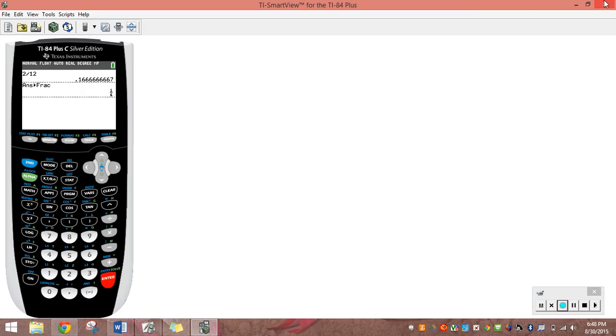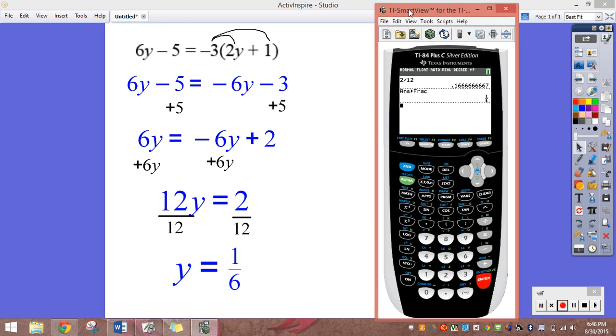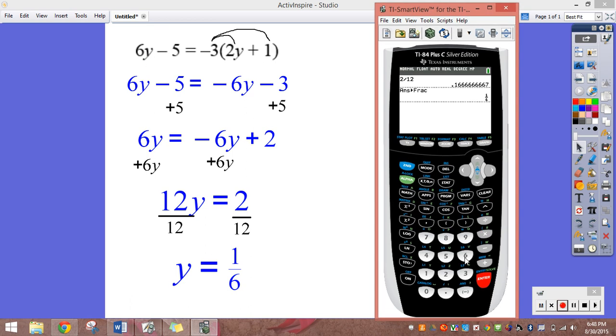It's 6y minus 5. So I'd do 6, and then when I substitute a variable, it goes in parentheses. So 1/6 would be 1 divided by 6, and then close off those parentheses, minus 5. And then I'd also need to plug it into the right side, so -3 parentheses 2y. And instead of y, I'm going to sub in the 1/6, 1 divided by 6, and then plus 1, close off the parentheses, press enter, and I see that the left and the right, when I plug in this value, are both equal to -4.